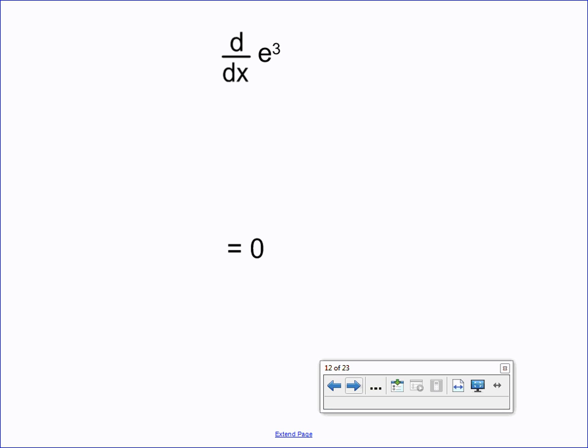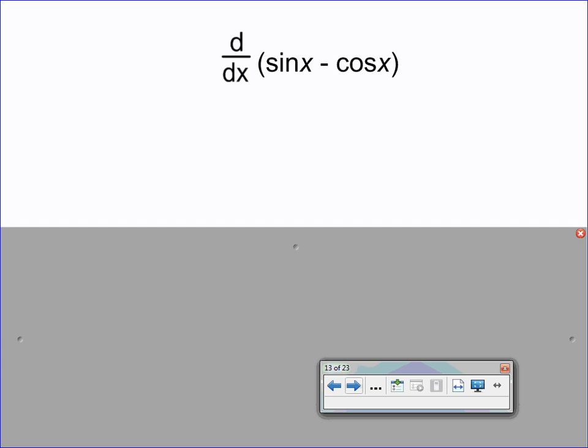0. Yes! Survey says 0. Good job, Brendan. Thank you. The derivative with respect to x of sine of x minus cosine of x. So what is sine of x minus cosine of x? Watch your signs.